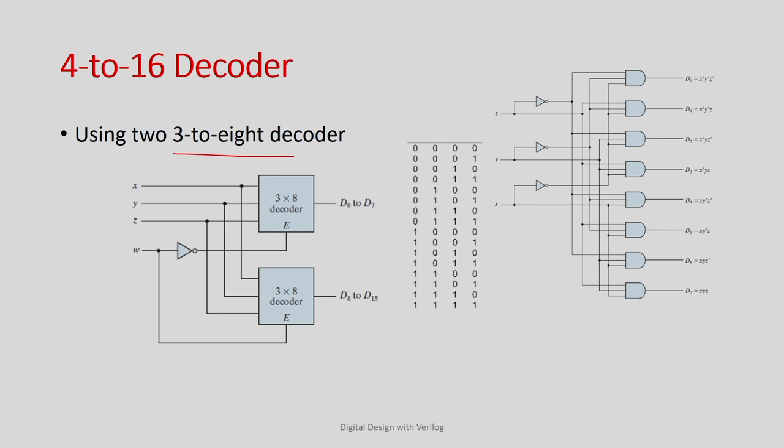So, to do that, I will again add the enable signal to this, right. I will connect this enable to each of these gates, right. This is my 3 to 8 decoder, right. This is a 3 to 8 decoder.